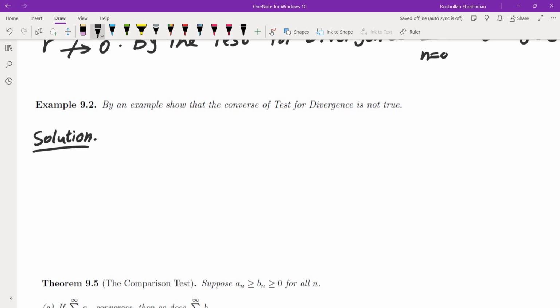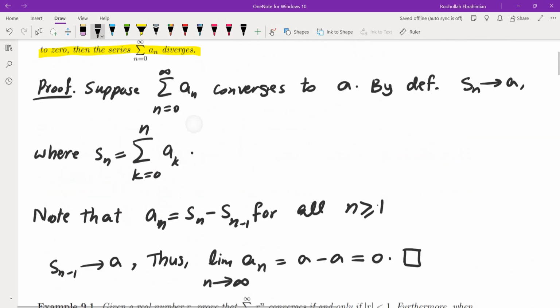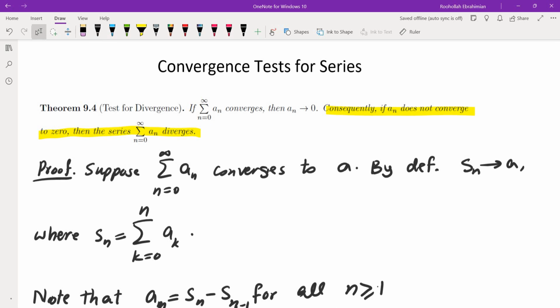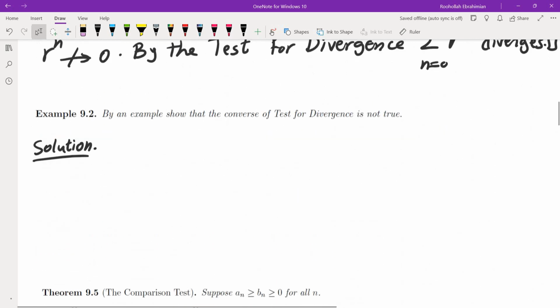As I mentioned, the test for divergence can be used to show a series diverges. It can't really be used to show a series converges, and this example illustrates that. By an example, show that the converse of the test for divergence is not true. In other words, if you go back and look at the test for divergence, it tells us if a series converges, then the terms must approach 0. If the terms approach 0, that does not imply that the series converges.